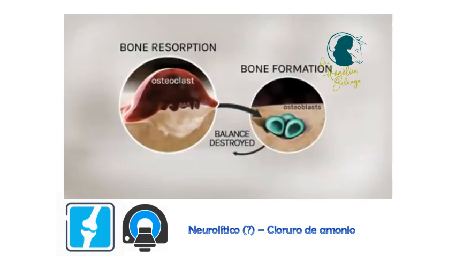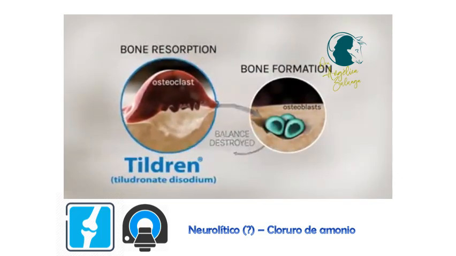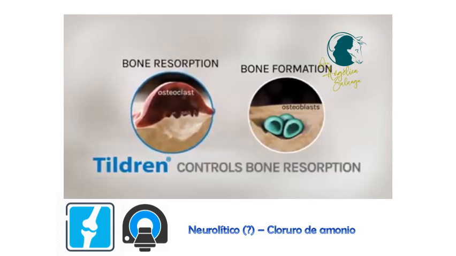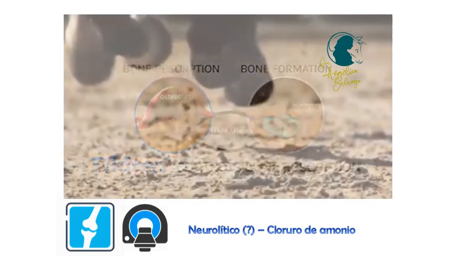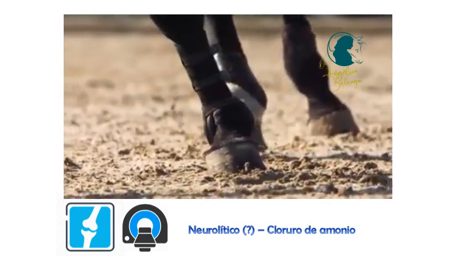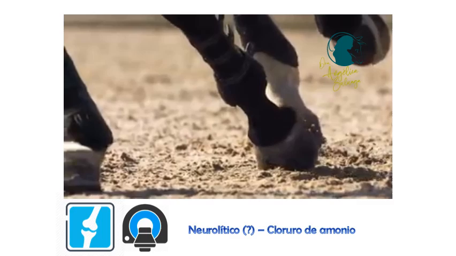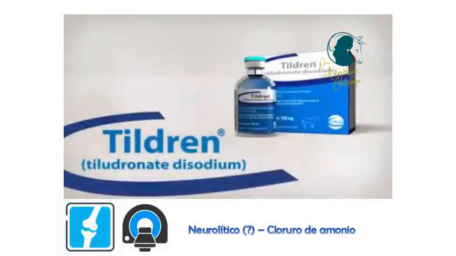Tildren, with active ingredient tiludronate disodium, acts to regulate bone remodeling by reducing bone resorption. Studies have shown that horses treated with Tildren have significant improvement in lameness associated with navicular syndrome.